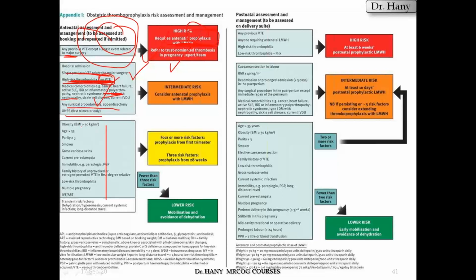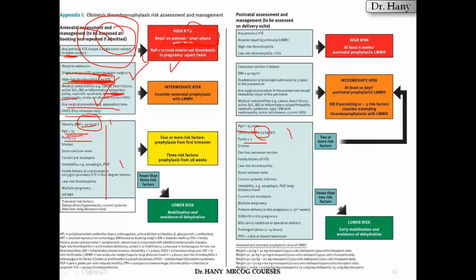BMI 30. Take care, 30 is not included here, but is included in the postnatal assessment. So if the BMI is 30 in the antenatal, it is nothing. In the postnatal, it scores 1. Antenatal 30, no, the woman is mobile. More than 30, she will score 1. Age 35, the same: more than 35. Parity 3 or more. Smoker, varicose vein, current preeclampsia, immobility, injury, paraplegia, each scores 1 only.